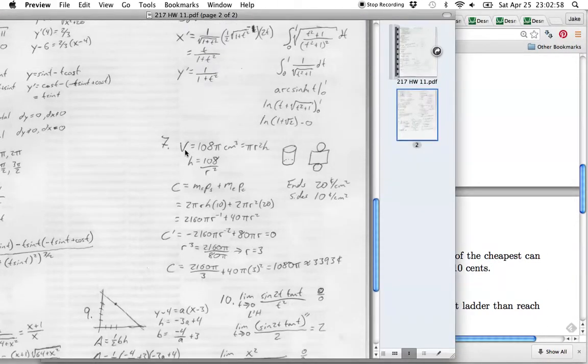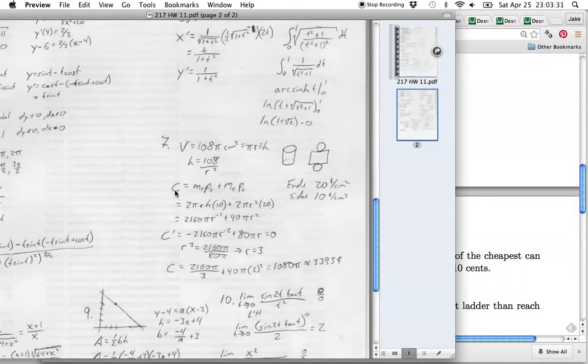Looking at 7, we were told that the volume has to be 108 pi. We also know that the volume of a cylinder is pi r squared h. Here's our little cylinder, and here it's cut out. I've got the tops, the ends, and then I slit the cylinder down the height and unfolded it, and you get a rectangle. From this equation, if I solve for h, I get 108 over r squared.